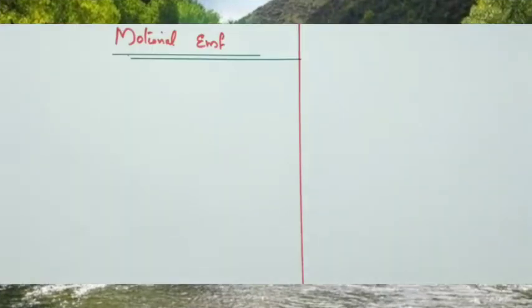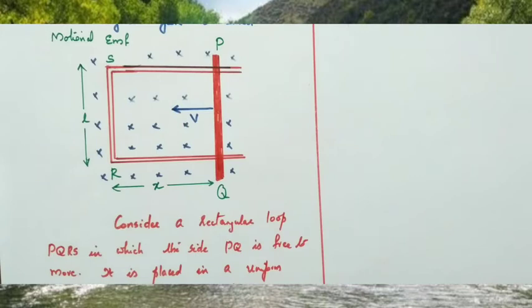Now we are going to study what is motional EMF. We know that whenever there is change in magnetic flux, EMF is induced in the coil. The EMF induced across the ends of the conductor due to its motion in the magnetic field is called motional EMF. So motional EMF can be derived like this.